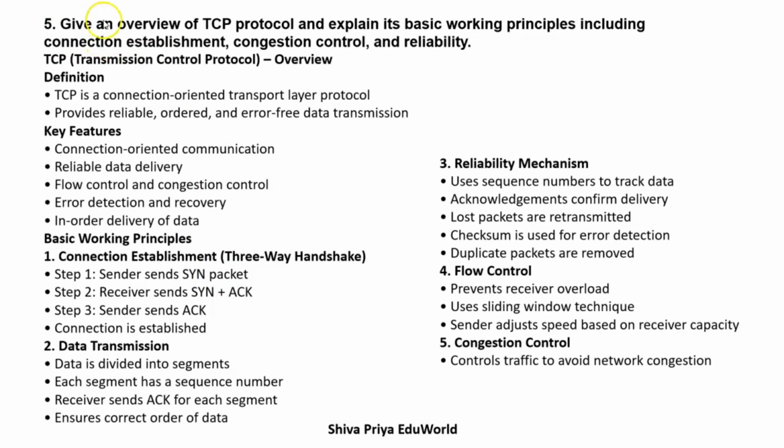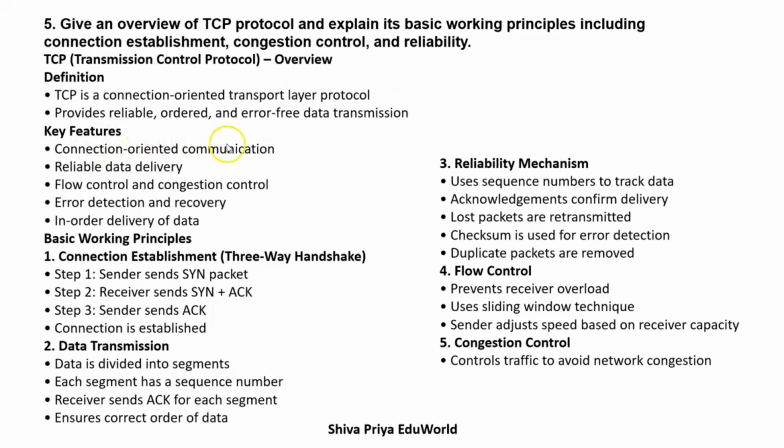Let us move to the next question. Give an overview of TCP protocol and explain its basic working principle, including connection establishment, congestion control, and reliability. TCP, everyone knows about this. This is Transmission Control Protocol. It is a connection-oriented transport layer protocol, and it provides reliable, ordered, and error-free data transmission, which is very flexible as well.